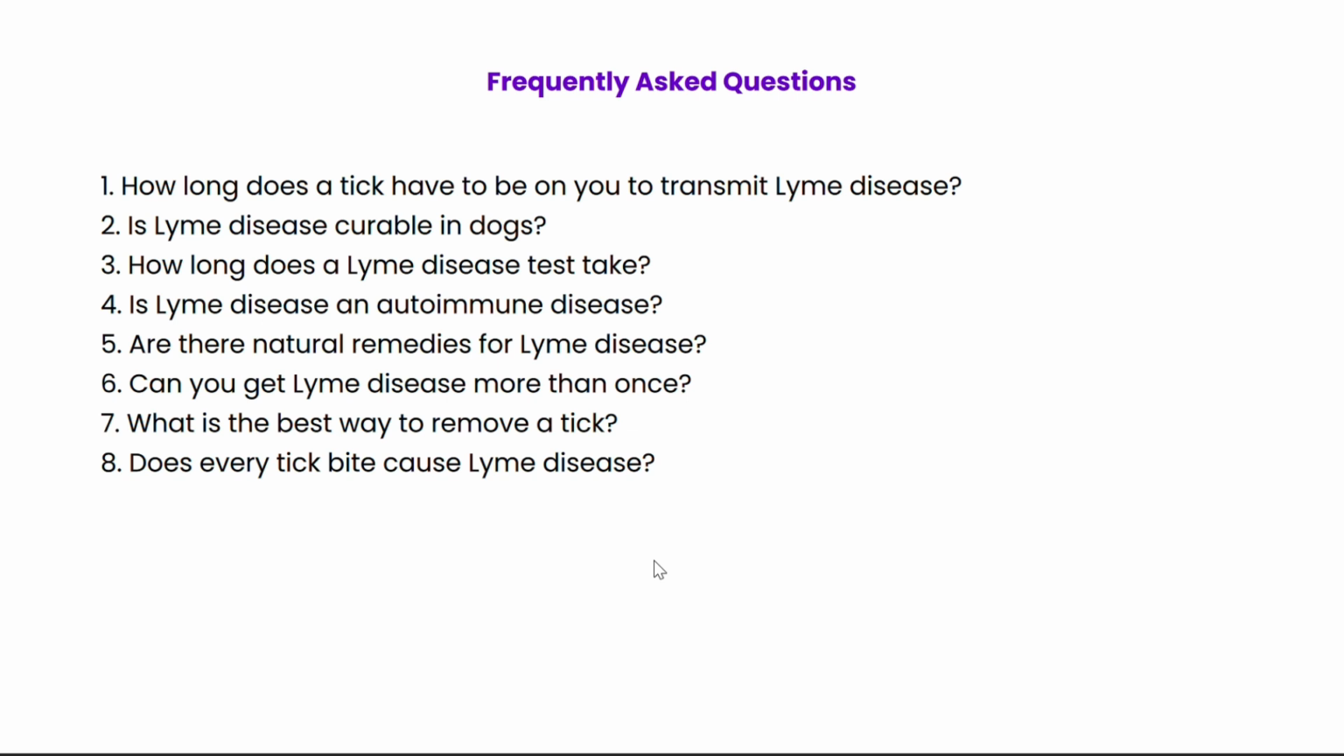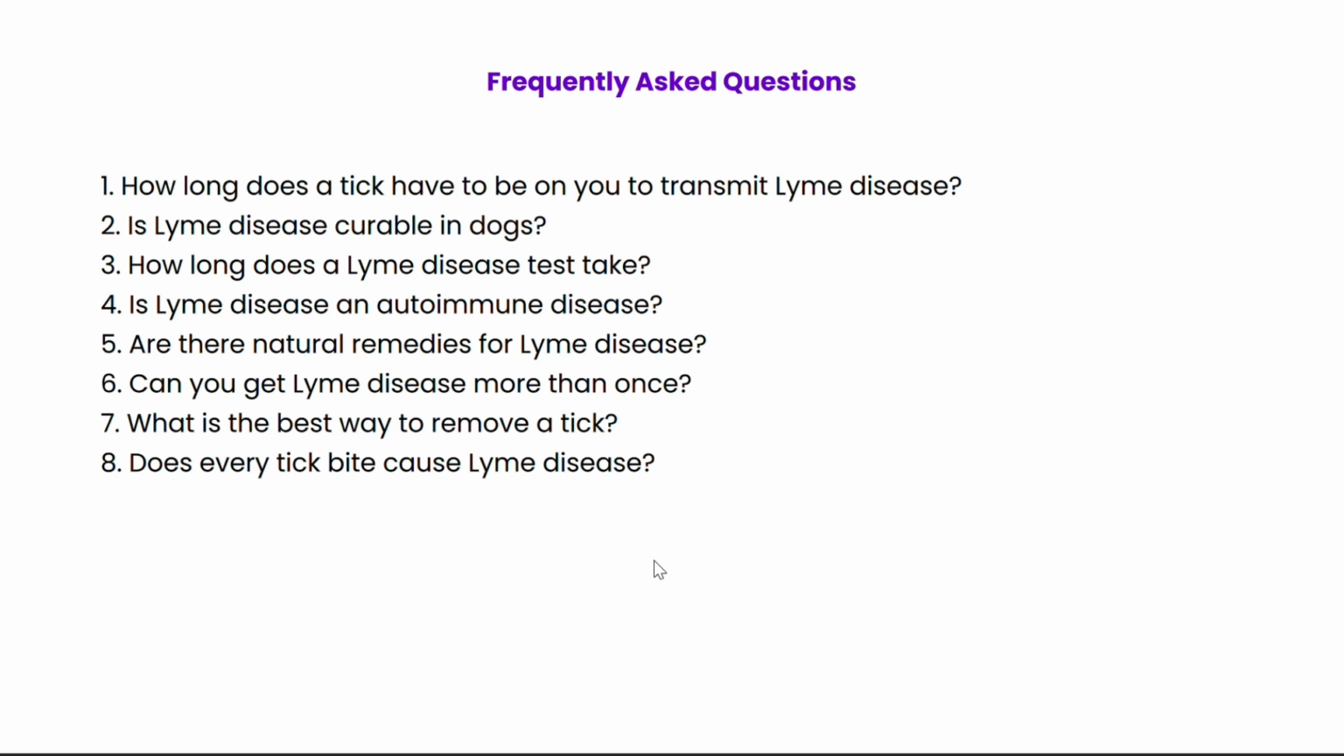Many people wonder, are there natural remedies for Lyme disease? It's important to emphasize that there are no proven natural remedies that can cure Lyme disease. Antibiotics are the standard of care and the most effective way to eradicate the infection. While some natural remedies may help with certain symptoms, they should only be used under the guidance of healthcare professionals and should not replace conventional antibiotic therapy.